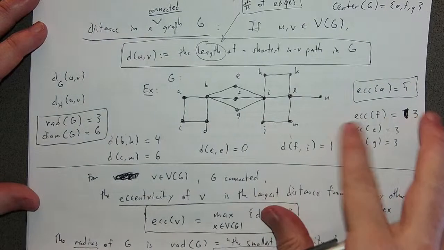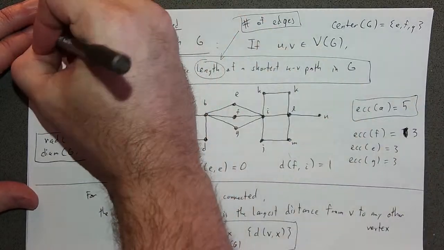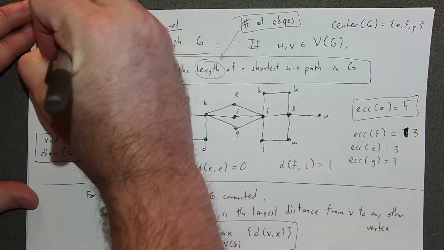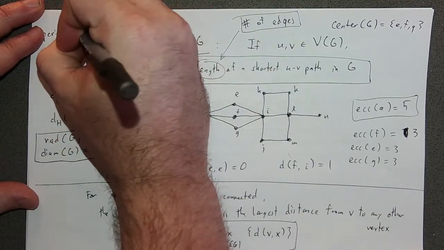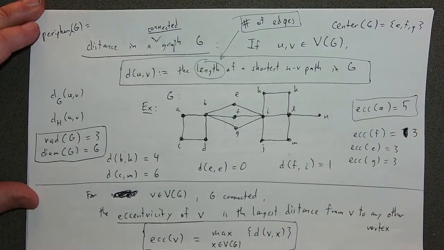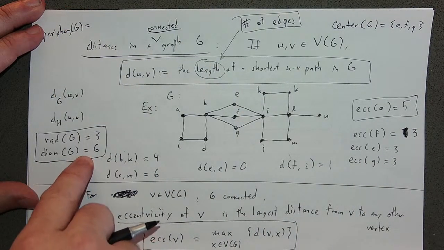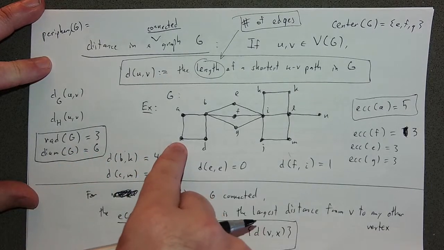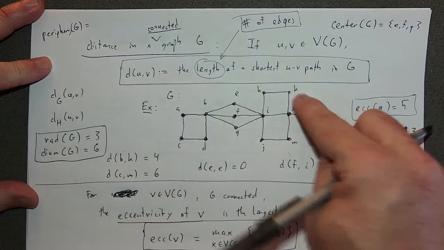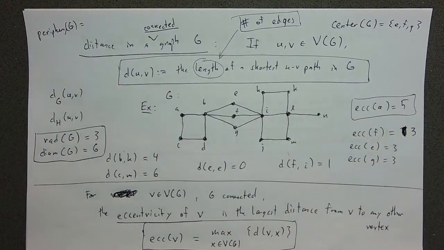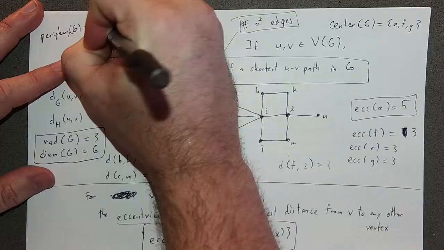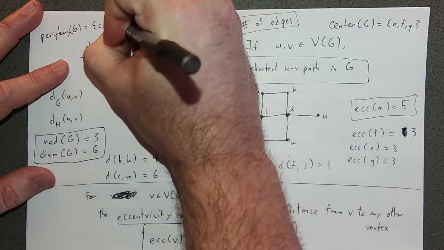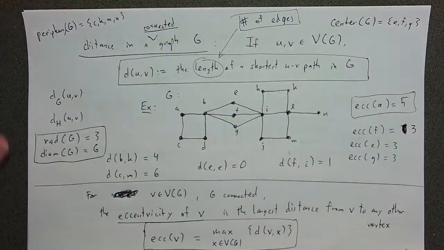But what about the periphery? The periphery of G consists of all those vertices that have the largest possible eccentricity. Their eccentricity is equal to the diameter, which is 6. We saw that C has eccentricity 6. So does K, N, and M. So C, K, M, N form the periphery.